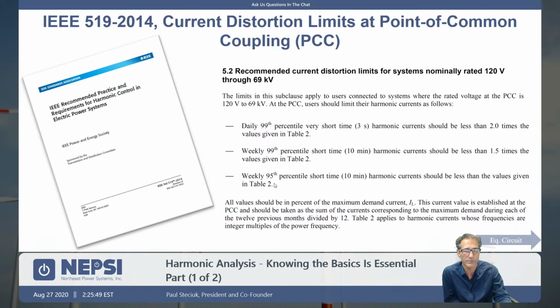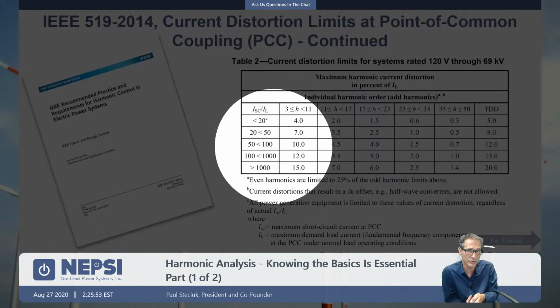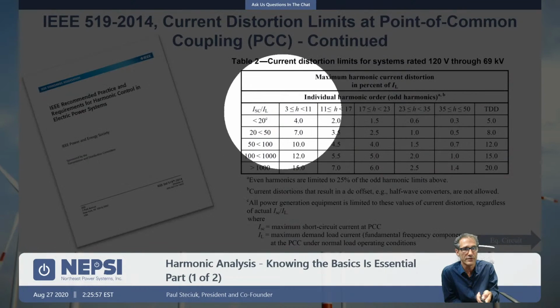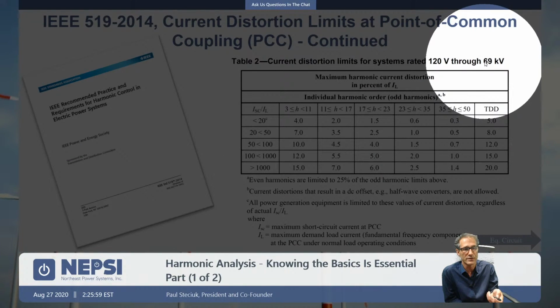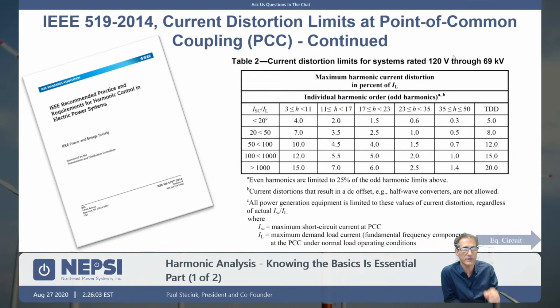And the tables are based upon short circuit level, in other words, your I short circuit to I load level. It's also based upon the system voltage, 120 kV to 69 kV at the PCC for this case. So basically you go into the tables based upon the voltage of your PCC and the ratio of your short circuit current to your load current. And that load current is your demand current.